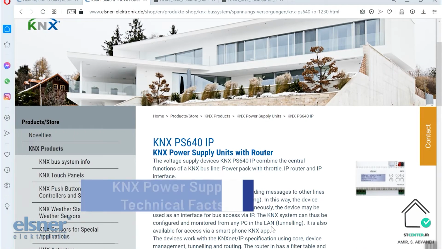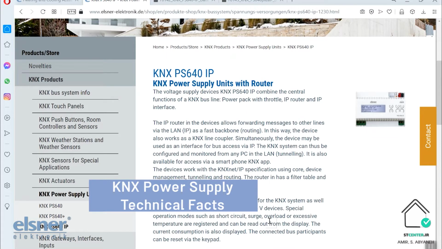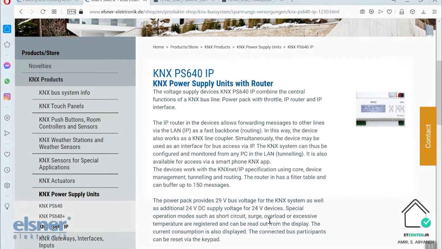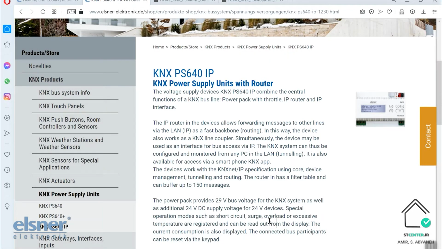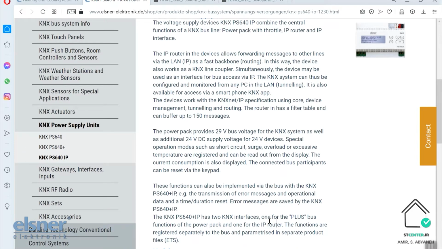About the system devices from Elsner Elektronik, we can consider the KNX PS640 IP. This is a unique product that includes both a power supply unit with extra or auxiliary output voltage, plus a router, and plus an IP interface with 5 tunneling. So it's a sophisticated device that provides everything for us, including a nice feature to provide us the maintenance info from the installed LCD on it.